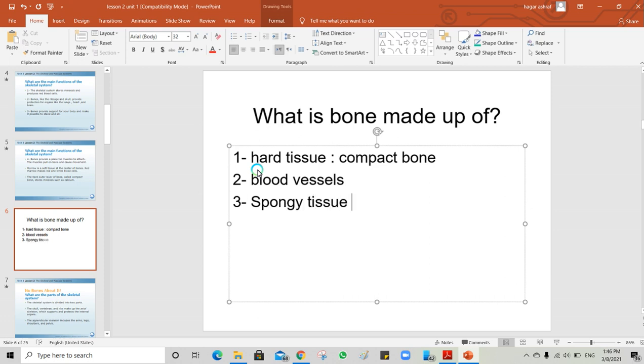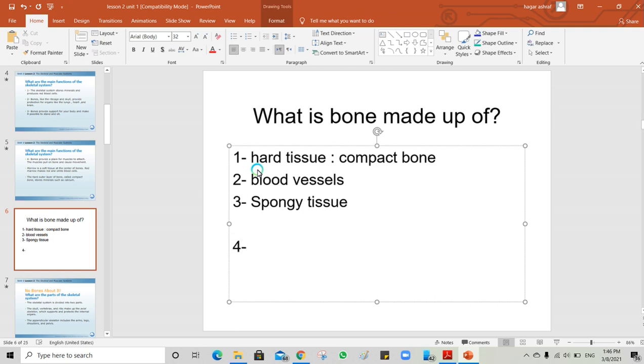I will tell you the difference between each of them, but you have to know the names of the layers or the things that make up the bone: hard tissue, blood vessels, spongy tissue. Those are the main things that make the bone. Okay? Hard tissue, which is called compact bone, blood vessels, and spongy tissue. Those are the main things.